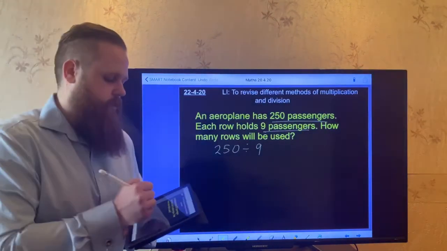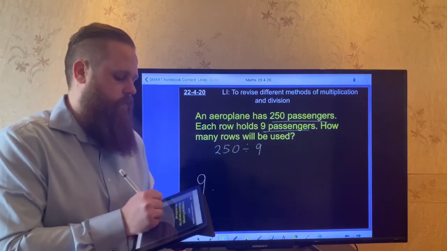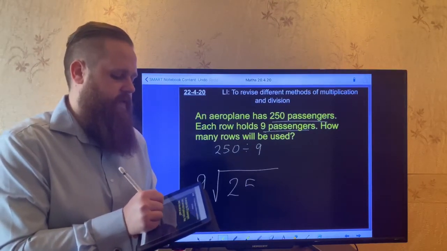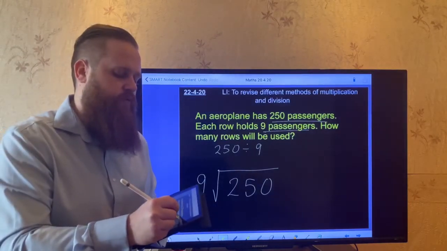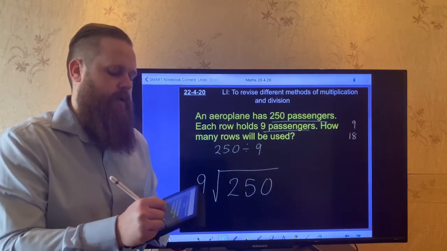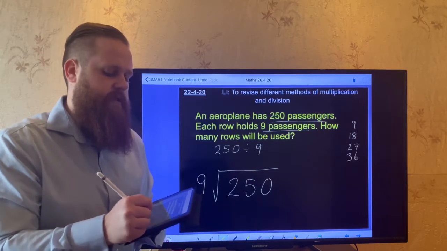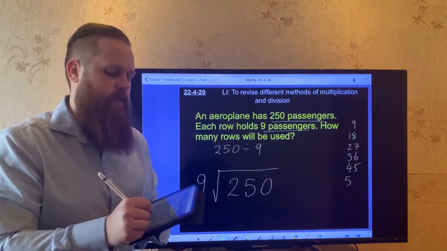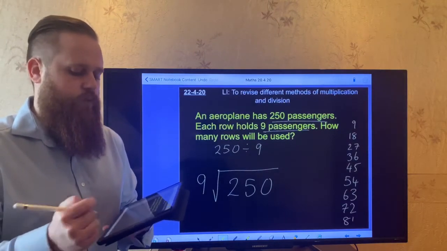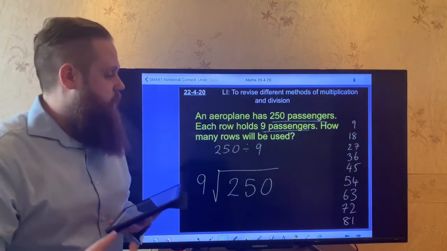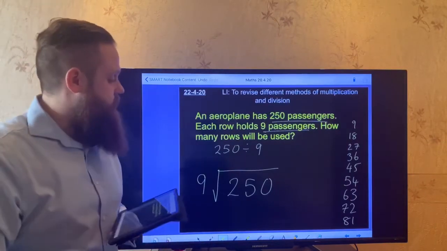Okay then. So I can start to lay it out. How many times does 9 go into 250? Again, if you need that little bit of help, nothing wrong with writing down your 9 times table. 9, 18, 27, 36, 45, 54, 63, 72 and 81. I don't need to go to times 10 because that will never go as far as that.